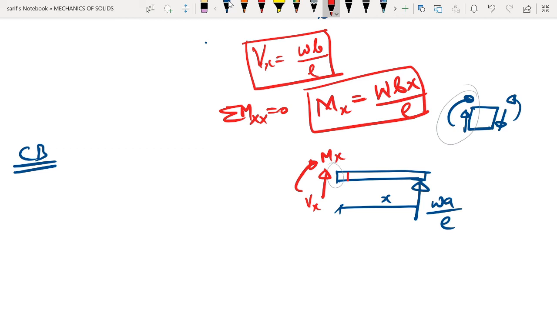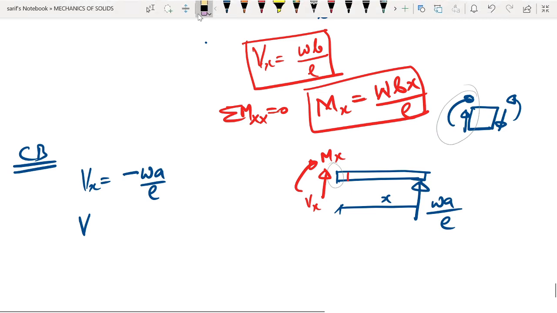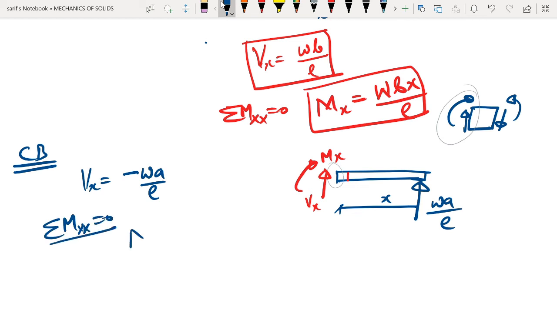Now if you write the equilibrium equations, we will get Vx is equal to minus Wa by L, and to get Mx, all we have to do is take moment about the section xx equal to 0. If we do that, we will get Mx is equal to Wax by L. So that will be our second equation.